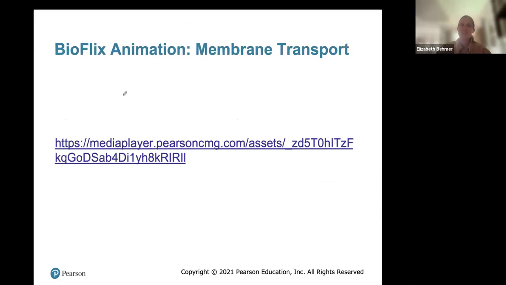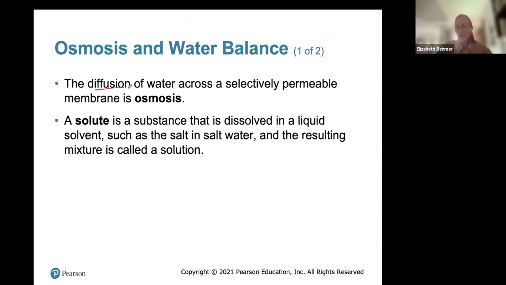Osmosis is the diffusion of water. So really simply put, osmosis is when water molecules diffuse across the membrane. The solute is the substance that is dissolved in a liquid, such as salt in salt water, and the resulting mixture is called a solution. And there's an animation about osmosis. Please watch these animations. I promise they will be helpful.